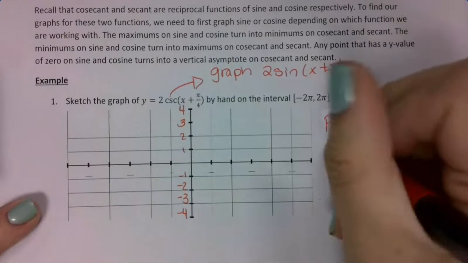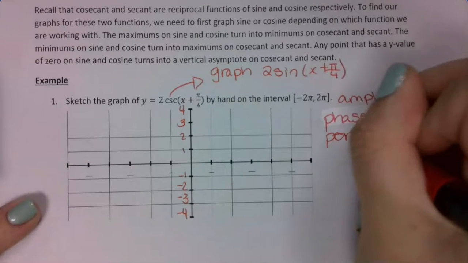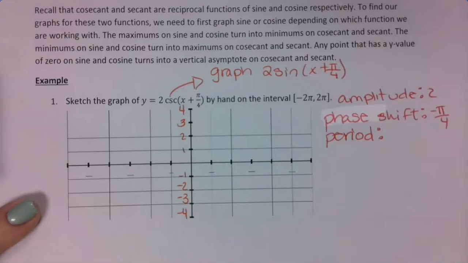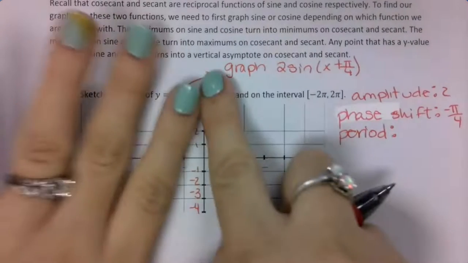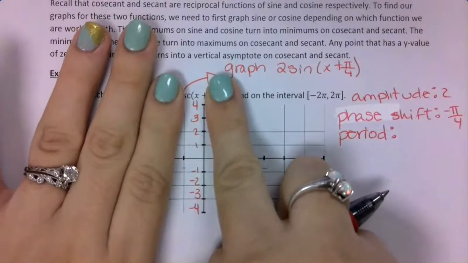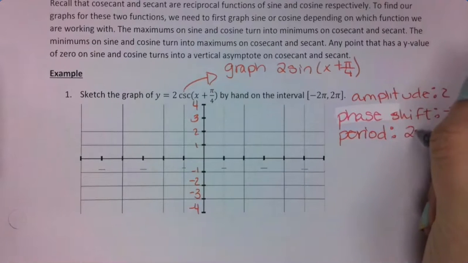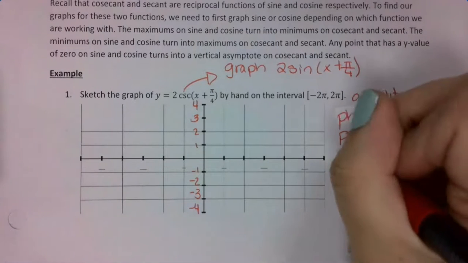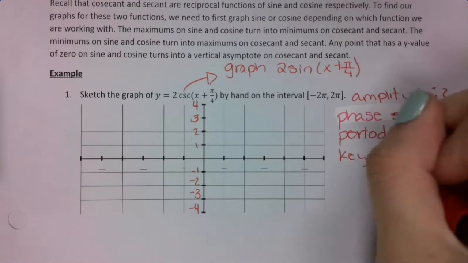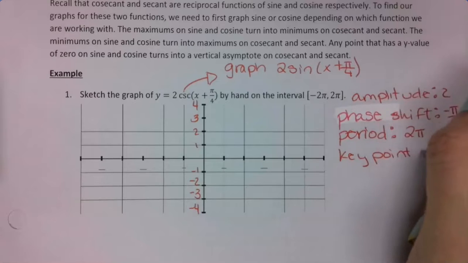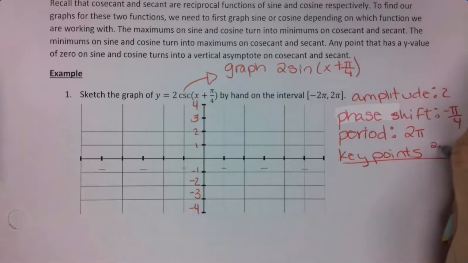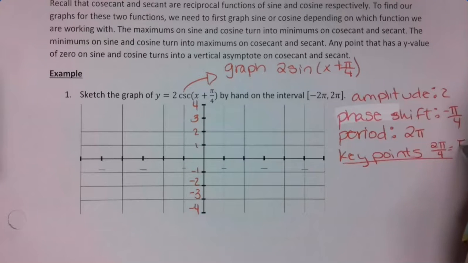Okay, now what's my period? Is there anything in front of the x? So my standard period is 2 pi. Okay. So my key points, I'm going to be taking 2 pi and dividing by 4, because that's my period. And I always divide the period by 4, so this gives me pi halves. That's what I'm counting by.